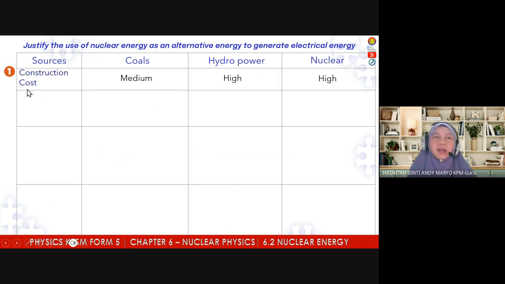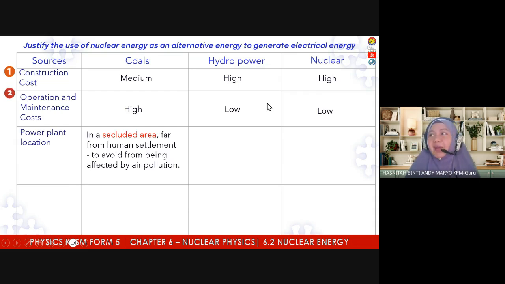Okay, first, compare the construction cost for each. It is medium cost for coal, high cost for hydropower and nuclear. For hydropower, we need to build the dam as well, so it needs a very high cost. And of course, for nuclear, you need to find a very strategic place away from residential areas to build the reactor. Operation and maintenance costs: for coal, it requires very high maintenance, even though the construction cost is cheaper. And low maintenance for hydropower and nuclear. That is the advantage.